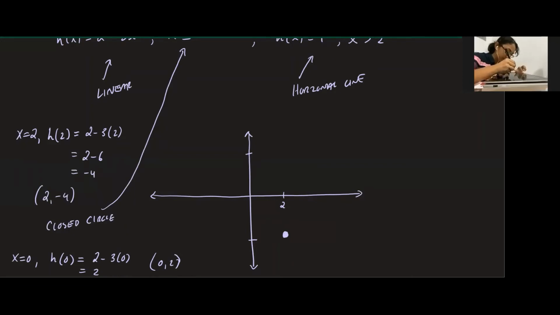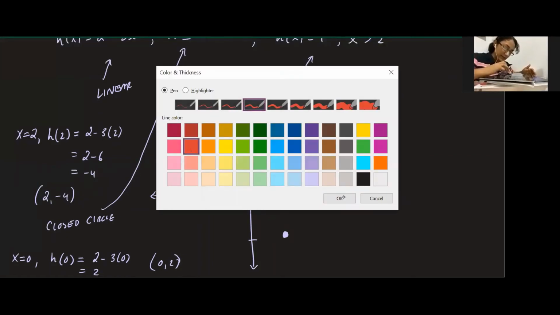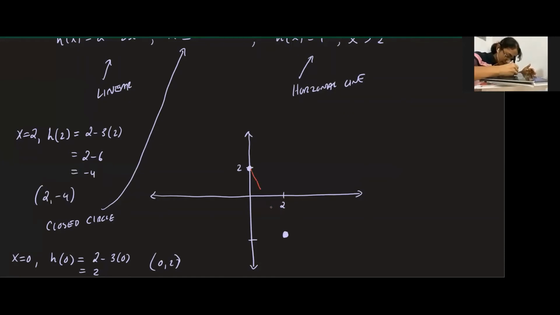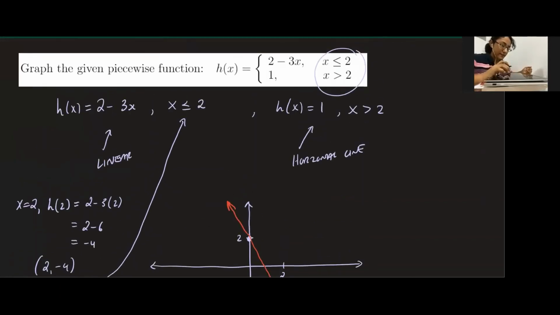Let's scale a little bit down so I can have a better picture. So that's 0, 2. And you see that to connect these points, we're going to make a line. So I'm going to go ahead and try to make a line to connect them, and then it just continues in that direction. So that's the graph of h of x, 2 minus 3x on the interval x is less than or equal to 2.